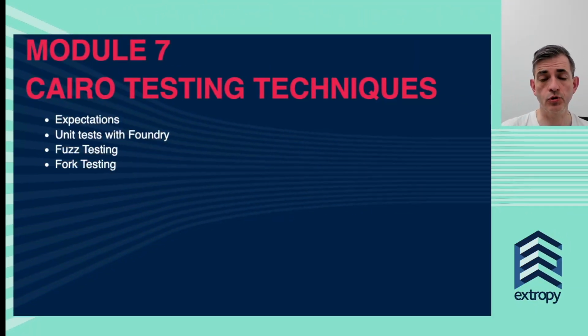In this module I'm going to talk about testing. We're going to start off with the expectations that we should have as auditors. Then I will talk about unit testing. We'll move on then to look at fuzz testing and finally fork testing.